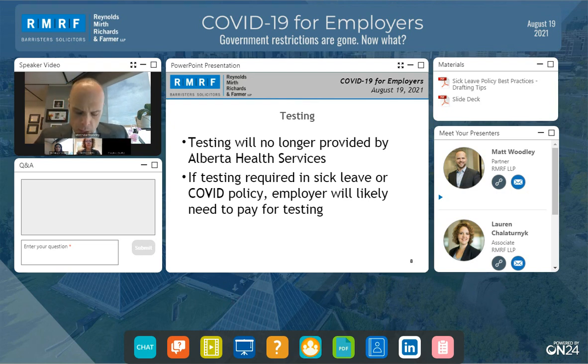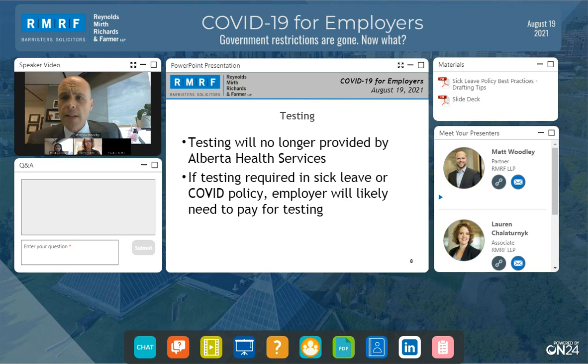I wanted to touch on the question around mandatory vaccination policies. This is a question that has come up in our Q&A section quite a bit, and it's not surprising because, of course, there's a lot of news these days about organizations that are implementing mandatory vaccination, including the federal government and federally regulated employers, private organizations, and municipal organizations as well.